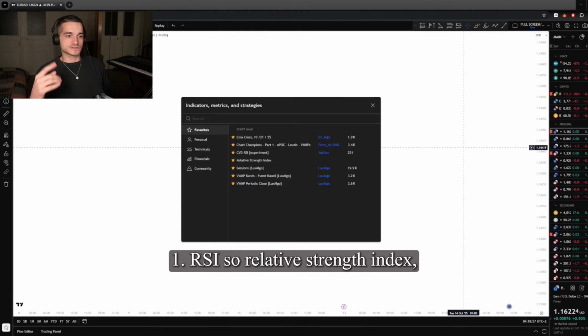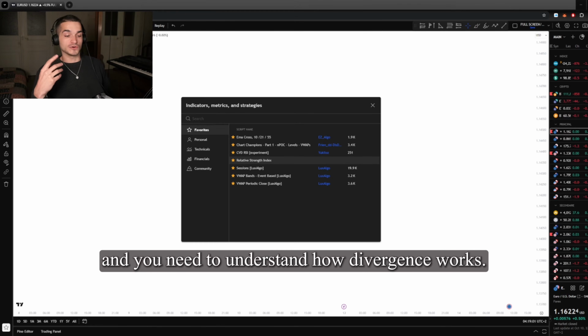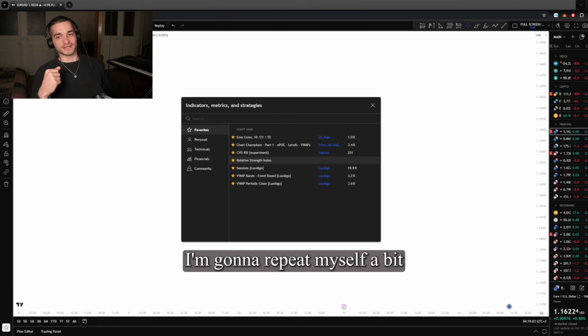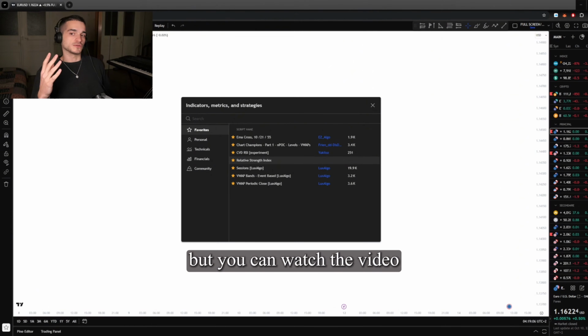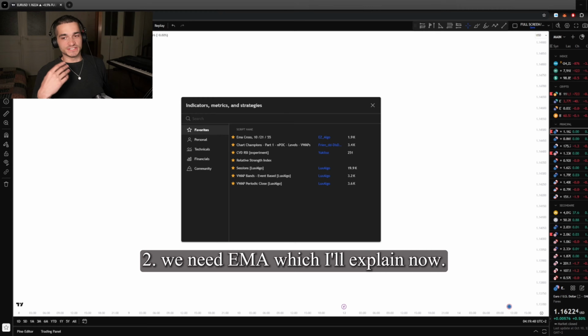One, RSI, so relative strength index, this one, and you need to understand how divergence works. I'm gonna repeat myself a bit, but you can watch the video I made about that last month, link in description. And 2, we need EMA, which I'll explain now.